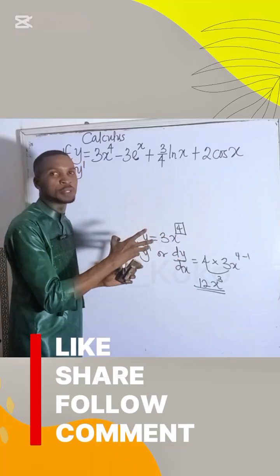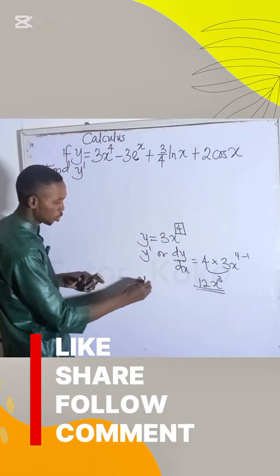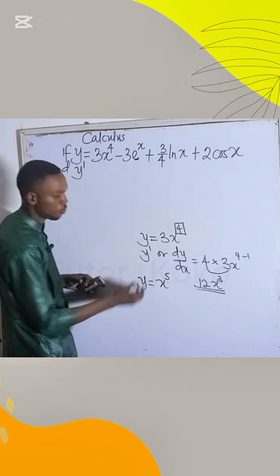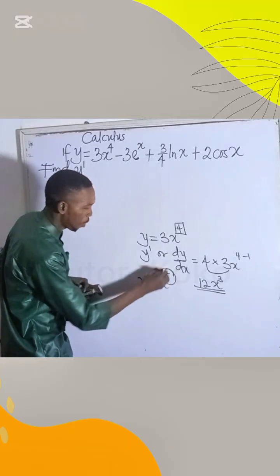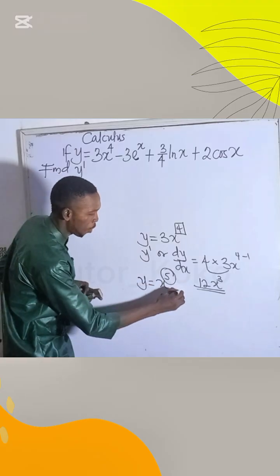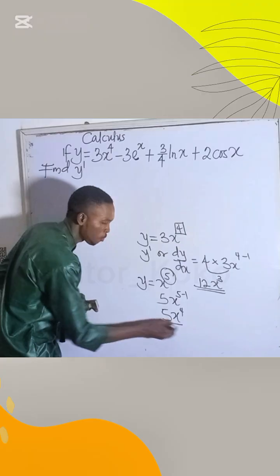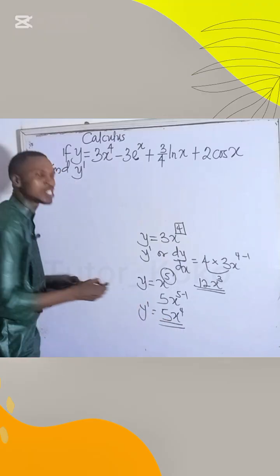This is called an algebraic function, the differentiation of an algebraic function. But what if I have y is equal to x to the power of 5? How do you solve that? What is the power of x here? That's 5. Then there's no number here. That's 5x to the power of 5 minus 1. 5 minus 1 will give what? 4. That is all about differentiation.